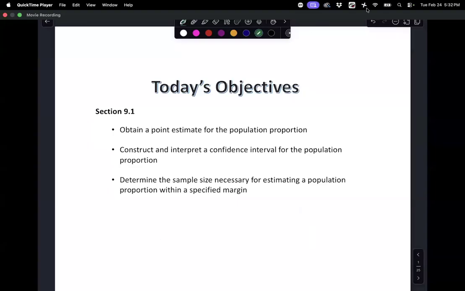Next screen. All right, there's today's objectives. I'll leave them up for a second. Forgot to hit record, so you didn't get the whole reading through this, but I'm sure you'll all survive.